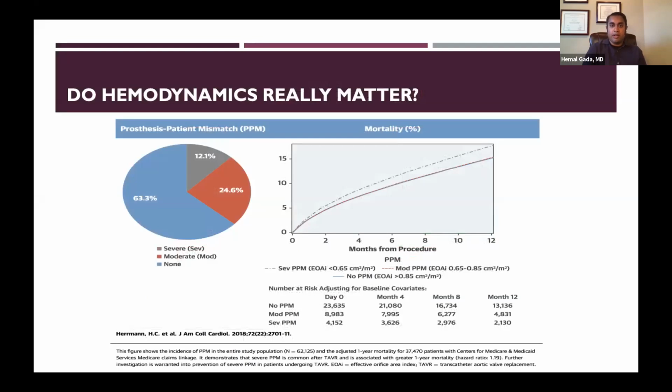Do hemodynamics really matter? Dr. Attizani showed this slide in a different form, so I'll just gloss over it. We're talking about 62,000 patients that Herman and colleagues analyzed in the TVT registry, predominantly balloon expandable patients. And when you have a severe degree of patient prosthesis mismatch, your mortality curve differs from the other population, not in years, within a year. And so that separation is quite palpable very early on.